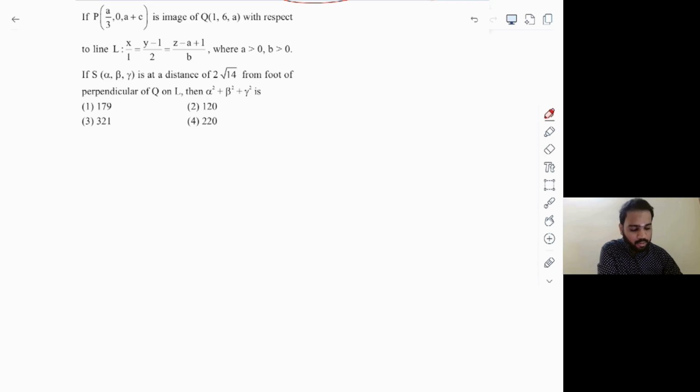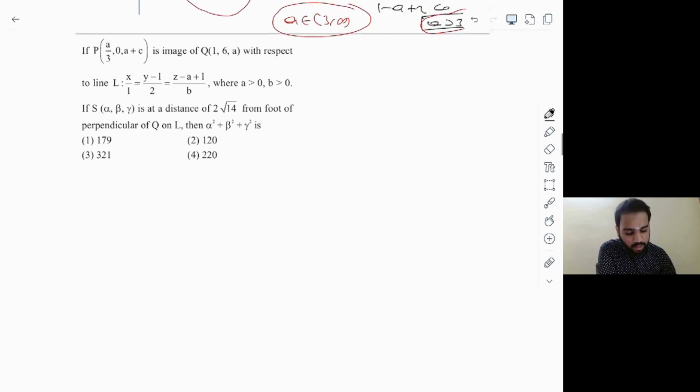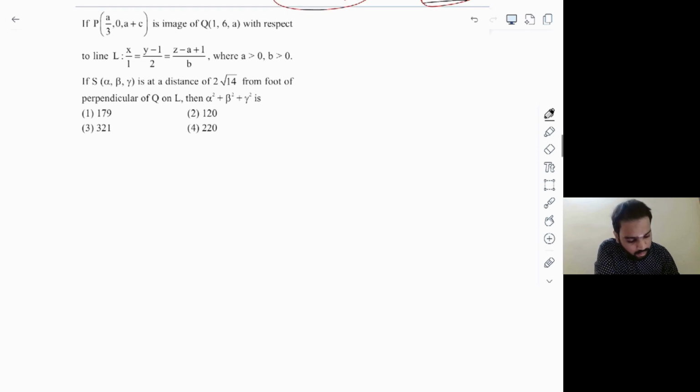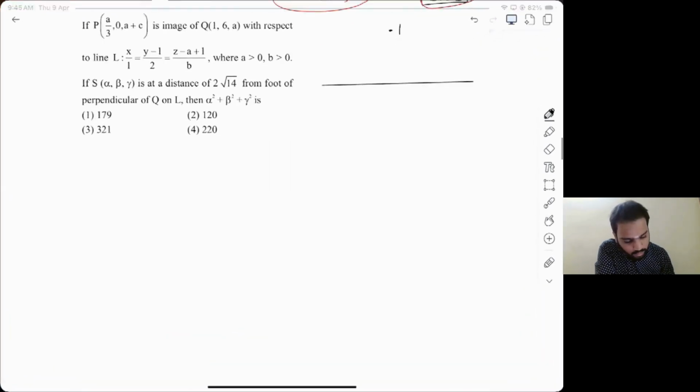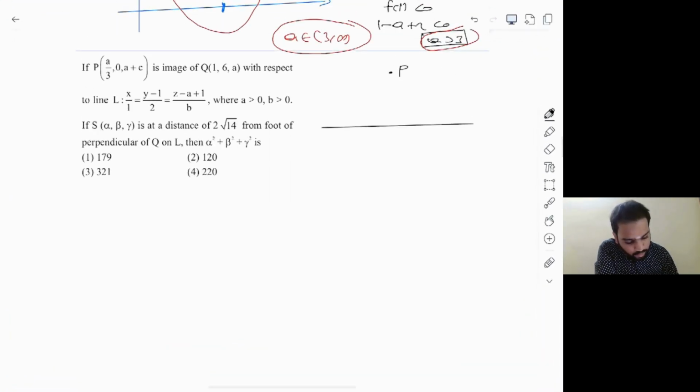This is a question based on 3D geometry, that is, lines in 3D geometry. Once again, it is a multi-conceptual question because a lot of things are involved here. Let's try to read the question. Point P is the image of point Q with respect to the straight line L. Let me draw the diagram first, just to get some clarity. This is your point P, which is already given to you, and they said that Q is the image of this point.